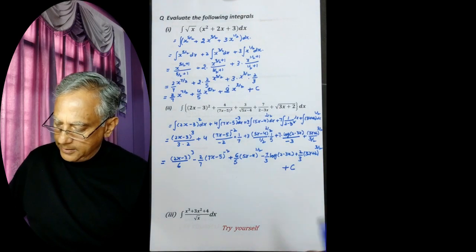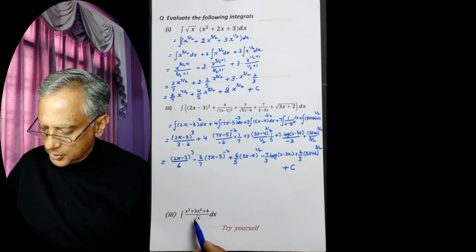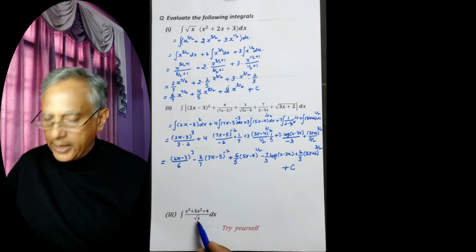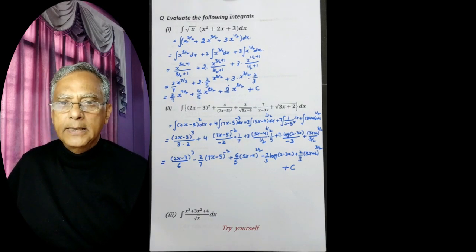And you can similarly try this. What you do is separate all the terms. This divided by this, this divided by this, and integrate. You will get the answer.